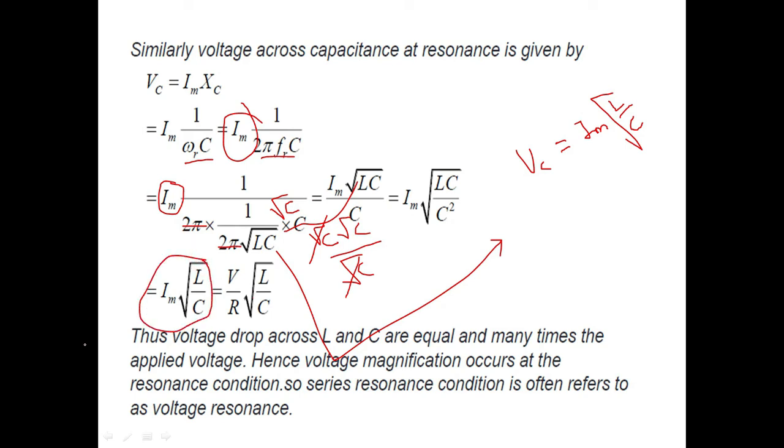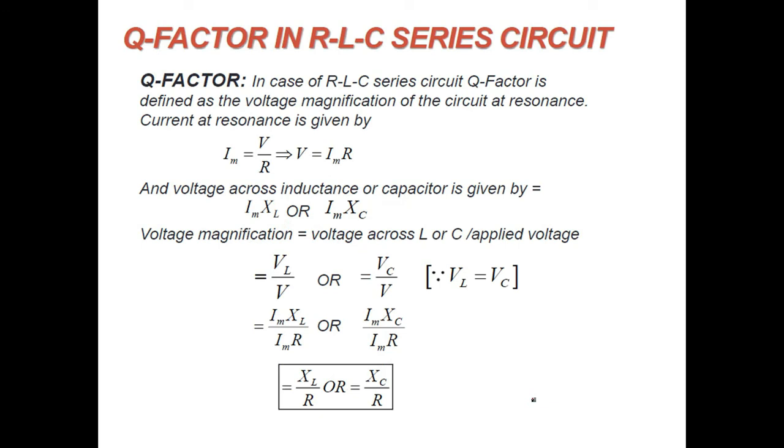Then the maximum current I_m is equal to V upon R, so V_C, the voltage drop across the capacitor, is equal to V upon R under root of L upon C. Thus the voltage drops across the inductor L and capacitor C are equal and many times the applied voltage, hence voltage magnification occurs at the resonance condition. So the series resonance condition refers to voltage resonance.